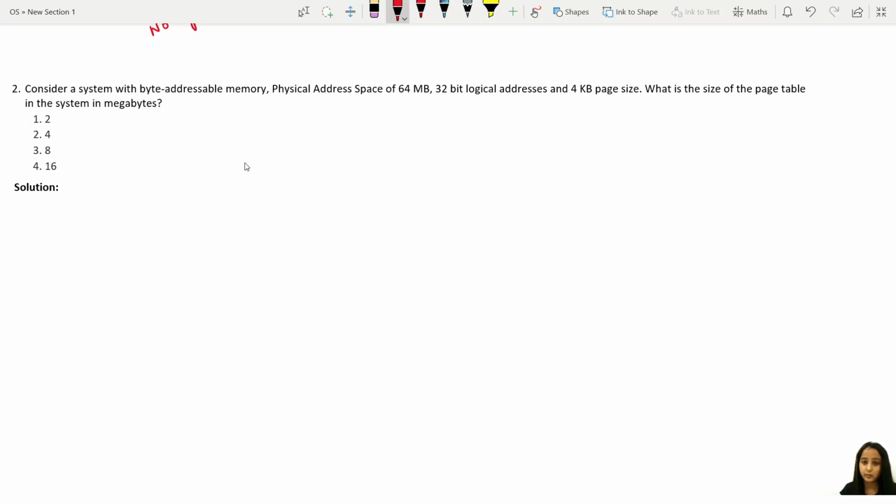So the page size is given. How much is it? 4 KB. 2 raised to power 2, K is 2 raised to power 10. Total 2 raised to power 12. From here we get the value of the offset, that is D as 12. Right.